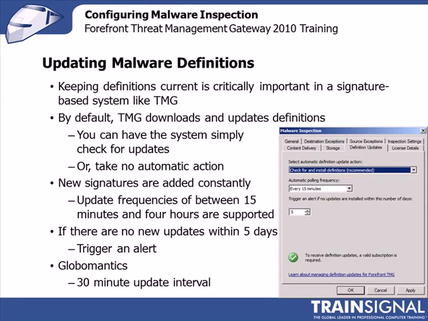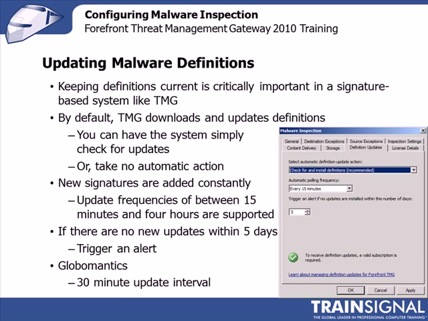Now, how do you keep all this current? Malware definitions are updated constantly. And keeping these definitions current is critically important in a signature-based system like Threat Management Gateway. By default, Threat Management Gateway downloads and updates definitions for you, and you simply have to tell the system that you want to do this, and that's actually the default. So you can have the system just stay at the default and check for updates and apply them. Or you can have the system simply check for updates and not apply them, or take no automatic action.